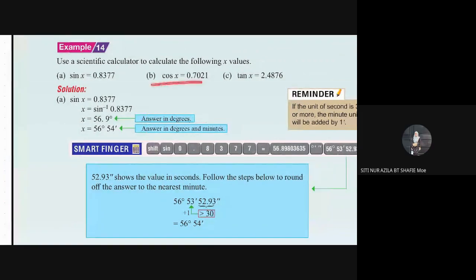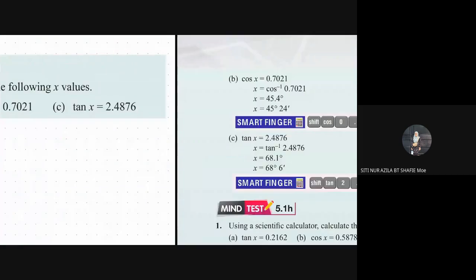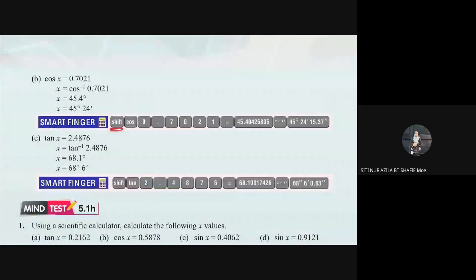Okay, continue with B. Now bring the cos to your right hand side. You will get cos negative 1 0.7021. Same as before, pressing shift first and then cos 0.7021. Then you will get your answer 45.4042 and so on. You can leave your answer in decimal point. That's fine. Or convert that into degree and minutes. Same goes for this one.